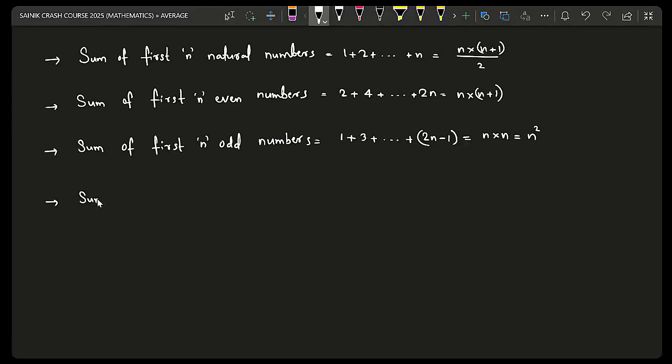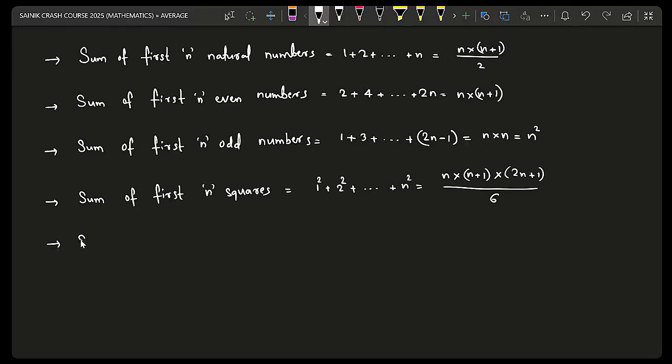Next, the sum of the first n squares. So the first number is 1 square, then 2 square, 3 square, and so on up to n square. If you add this, the result will be n into n plus 1 into 2n plus 1, whole divided by 6.